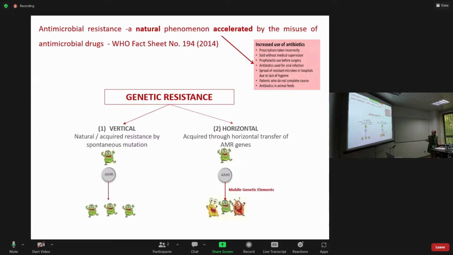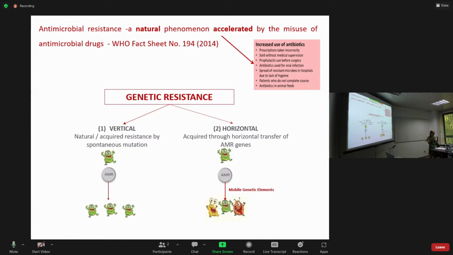So antimicrobial resistance is either genetic and transmitted vertically by mutation, but it could also be transmitted among the members of the same population very rapidly by horizontal gene transfer. And we are talking here about horizontal gene transfer that could occur within 1 hour.